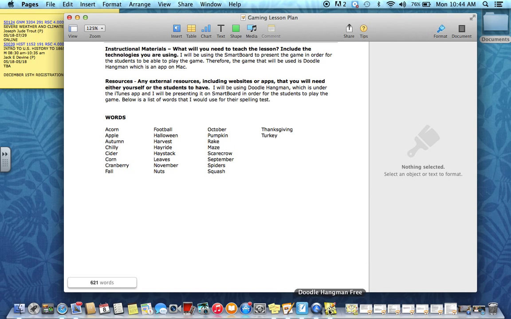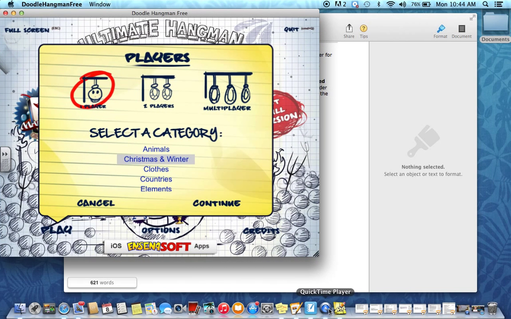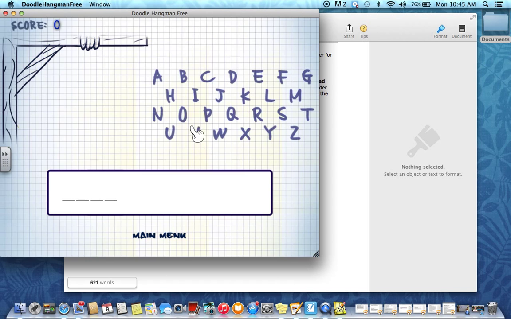So I downloaded this app. It's called Doodle Hangman. You can select a category, so say, for example, we do Christmas and winter. And then you can do hangman, and you learn the spelling that way.